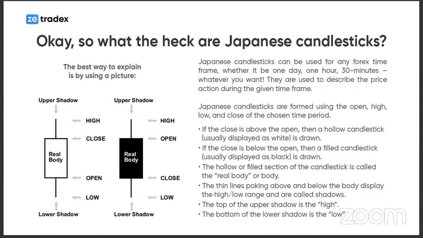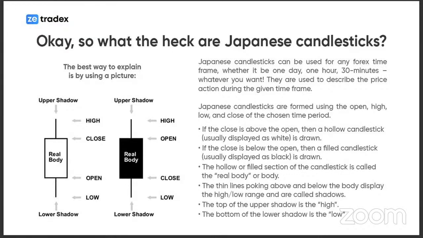Japanese candlesticks can be used on any Forex time frames. We have 1 minute time frames, we have 5 minutes time frame, we have 10 minutes, we have 15, we have 30 minutes, we have 1 hour, we have 4 hours, we have the daily, we have the weekly, and we have the monthly time frame. So whether it be the 1 day, 1 hour, 30 minutes, whatever you want, they are purposefully used to describe the price action given during a particular time frame.